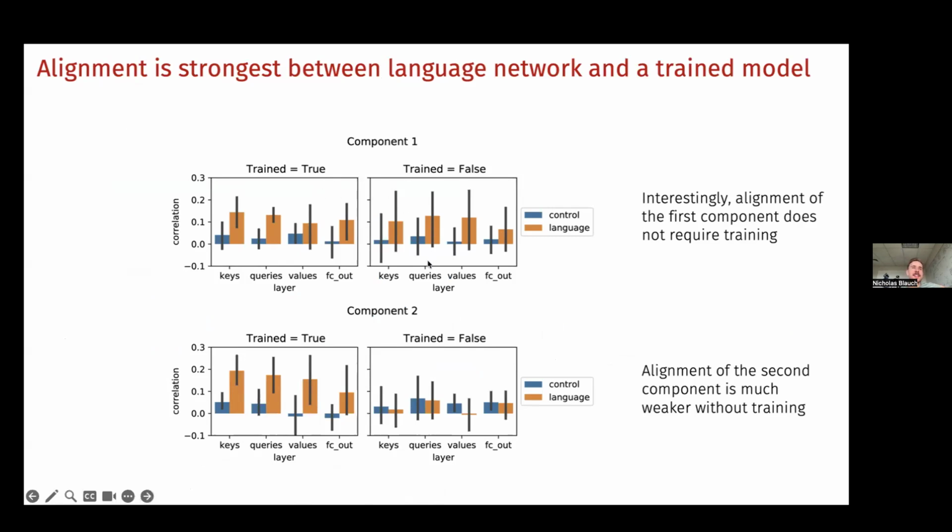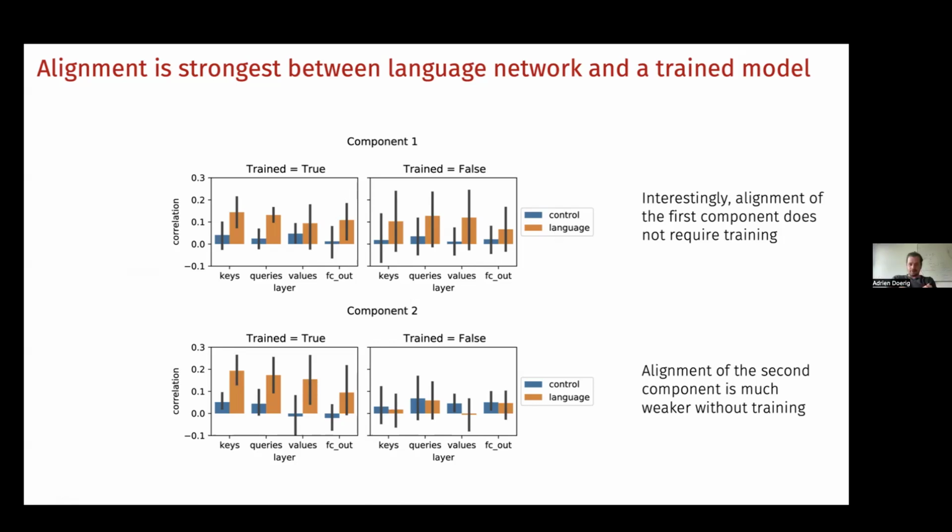But we did find that if we look at the first component, that's true. So the untrained model does just as well in aligning with the neural data as a trained model, but the second component is much better for the trained model. And in all cases, we get better alignment with the language network than with a control network of brain areas that are not involved in language in particular. So this alignment is specific to the language network and is higher in trained models than untrained models.